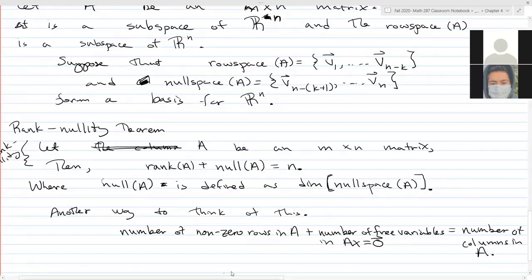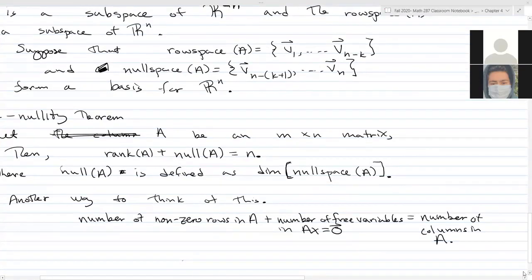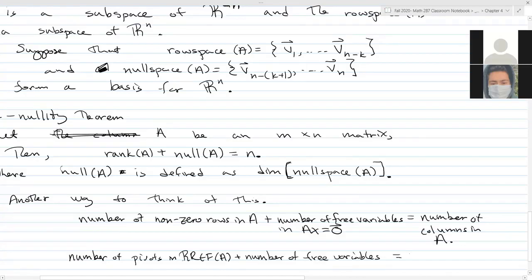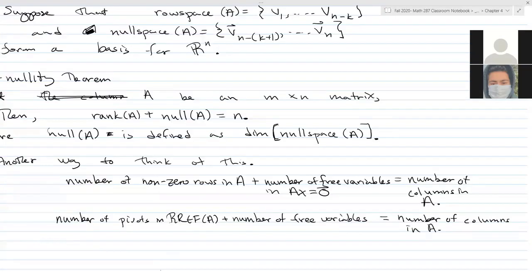Another way you can think about this is you can write it as the number of pivots in the RREF of A plus the number of free variables equals the number of columns in A. You got that?